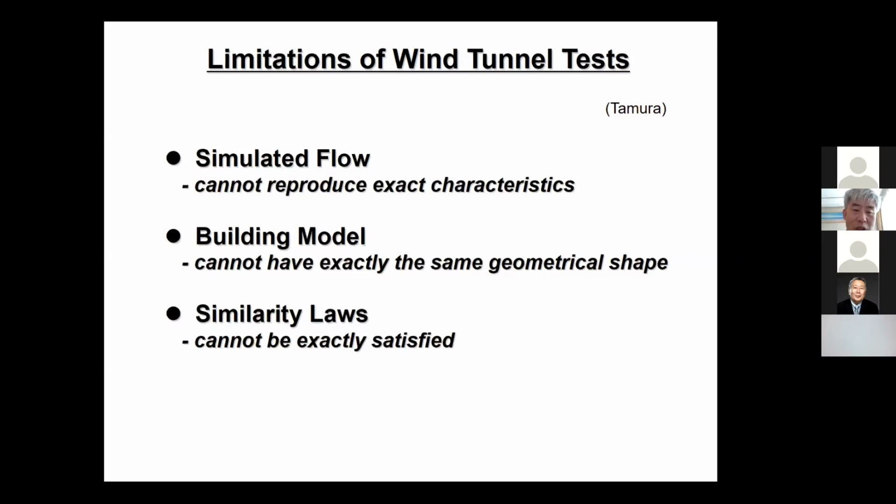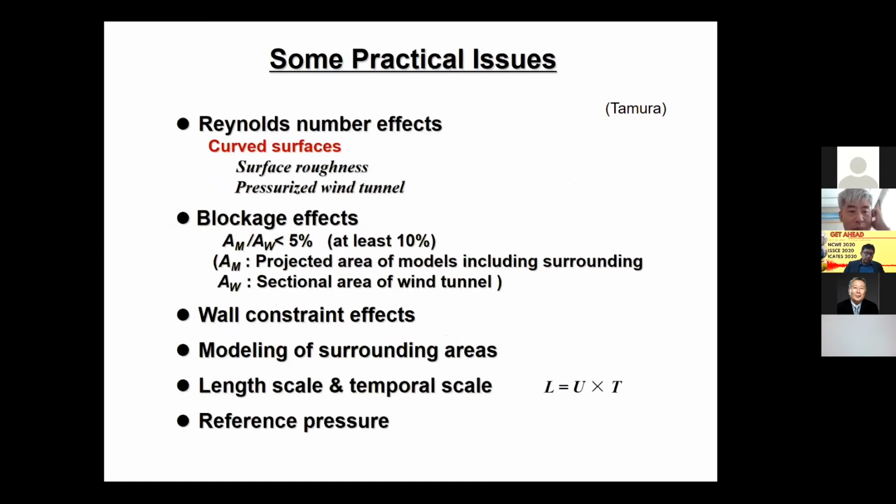So you cannot model the very fine structure, fine textures of the buildings. So we cannot have exactly the same geometric shape. And also similarity laws, especially such as the Reynolds number, is very difficult to be satisfied. But anyway, we have to consider to satisfy such kind of requirement. But also we have to understand there are some limitations of wind tunnel test.